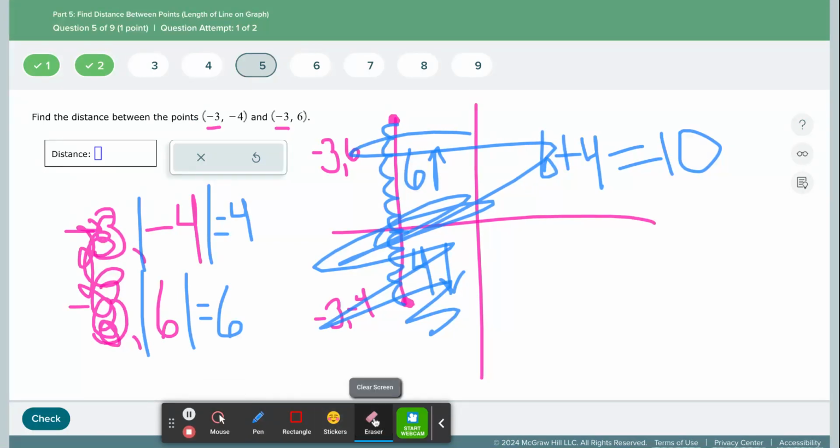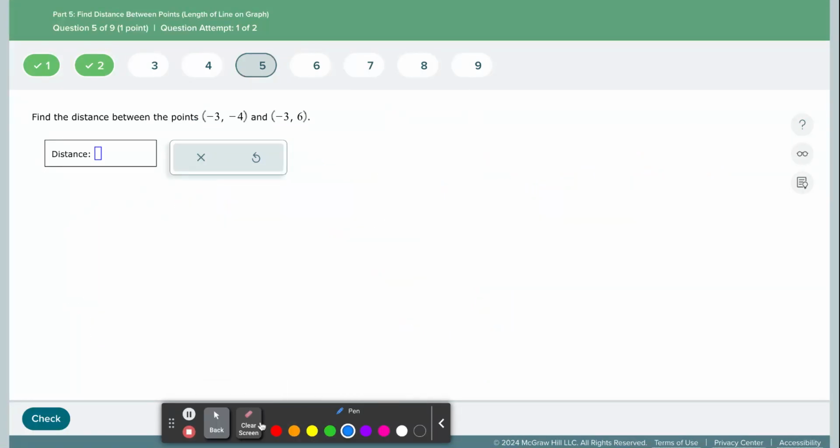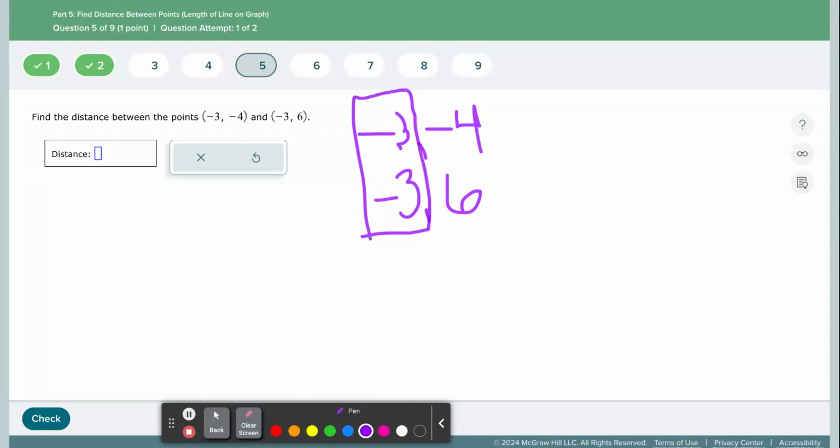So let me show you that one more time. Here we go. -3, -4. And then -3, 6. Hint number 1, how can you tell it's a straight line? Because you have numbers that perfectly match, you know it's a straight line.